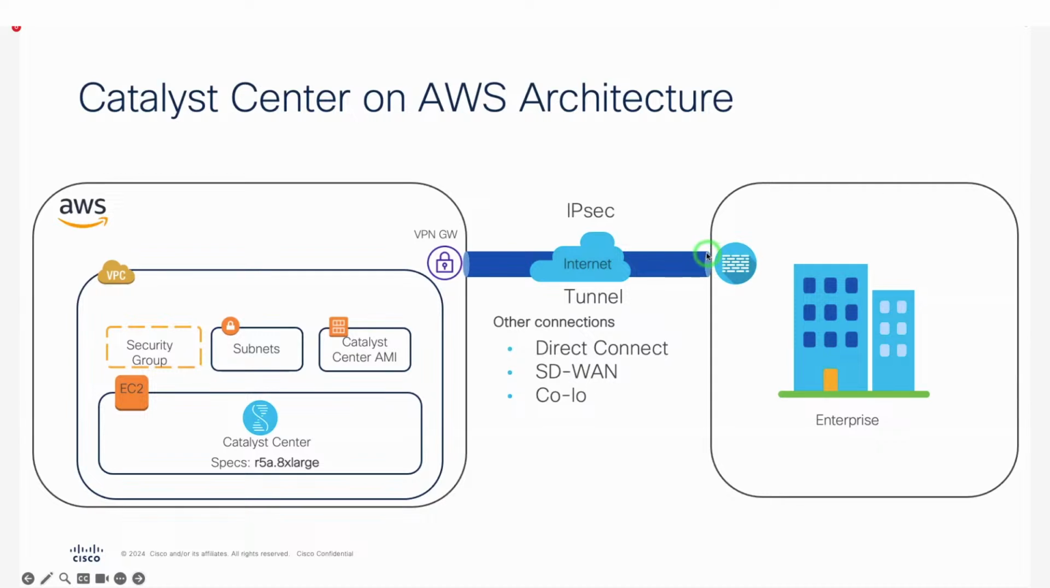There are a few options for you to connect. Either we can create a point-to-point IPsec tunnel, or we can do Direct Connect, SD-WAN or colocation. So this is a little bit on the architecture part for Catalyst Center on AWS. Remember that if you are going to do a deployment of this, we're going to have two options.